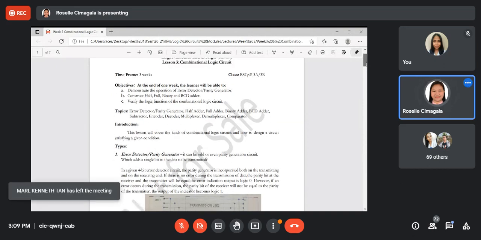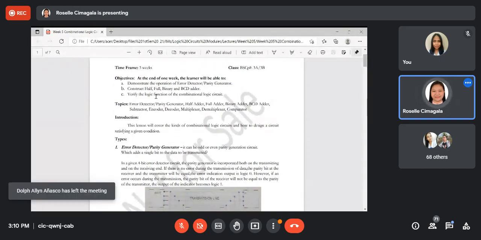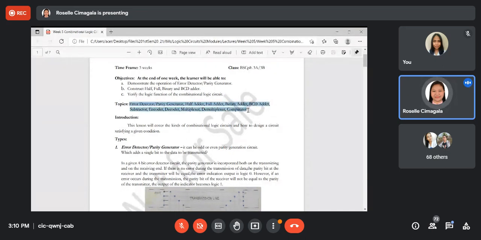For this discussion, at the end of this, we will be introduced to the different combinational circuits. Demonstrate the operation of the mentioned circuit. Namely, we have the error detector circuit or parity generator circuit, the half and the full binary and BCD adder. We also have to construct those circuits and then verify the logic function of this combinational logic circuit. So topics to be involved are the following.